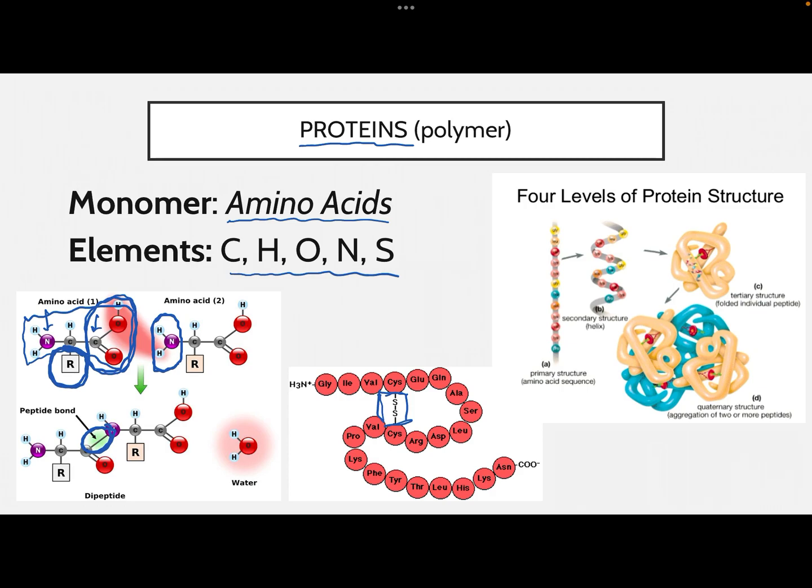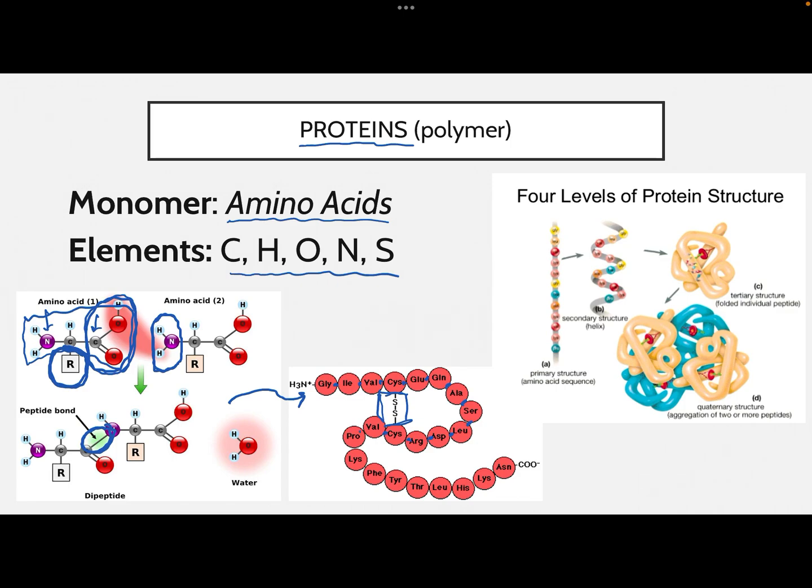Sometimes amino acids are called peptides, so that's why it's called a peptide bond. If you hook two peptides together, the bond that hooks them together is called a peptide bond. If you make a long chain of amino acids, it's going to have a whole bunch of peptide bonds in it.